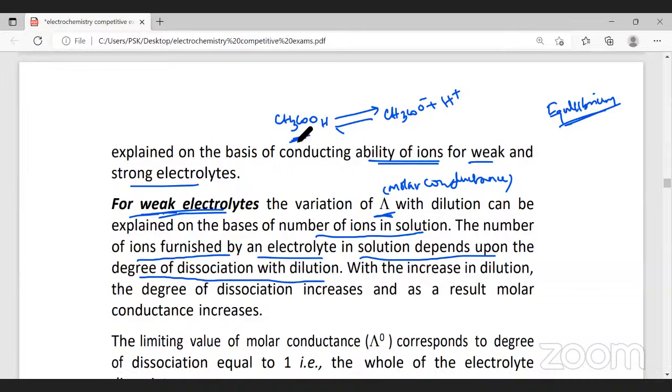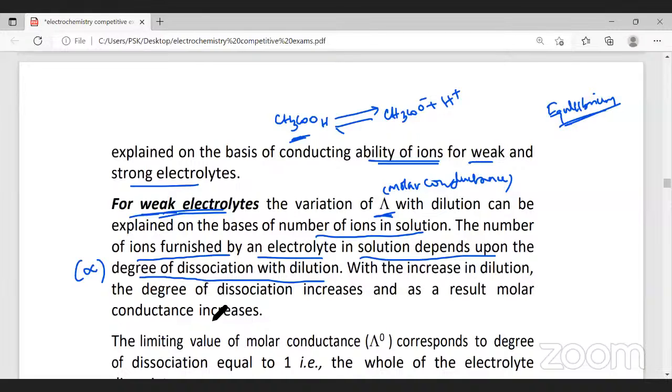Now, this degree of dissociation: at equilibrium, only a very small amount of the electrolyte dissociates. A fraction of electrolyte, a small amount of electrolyte, which dissociates at equilibrium is called the degree of dissociation. It is represented as alpha. Now, with the increase in dilution, the degree of dissociation increases. As a result, molar conductance increases.